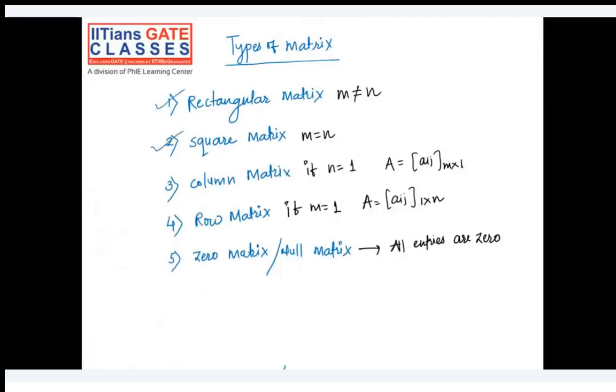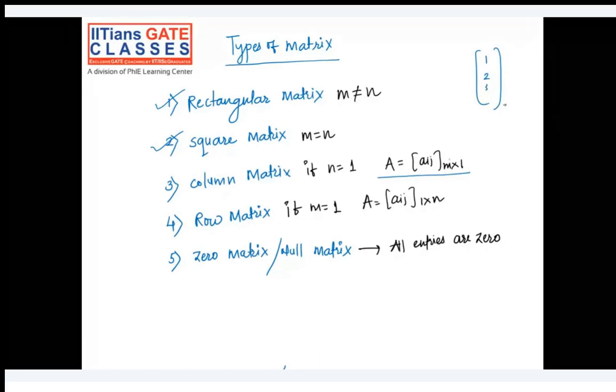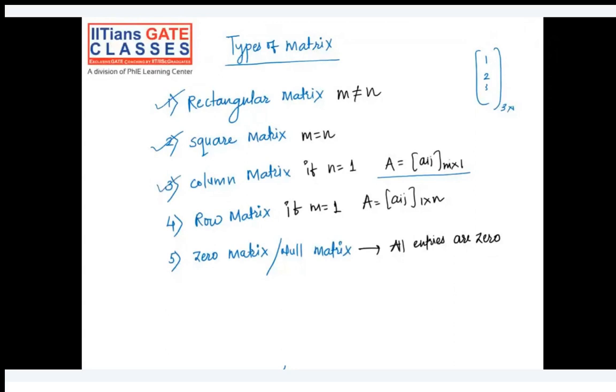If in a matrix we have just a single column, we write matrix A as Aij, m cross 1. What does it mean? We have m number of rows but a single column. For example, it will look like this: 1 2 3. We have 3 rows and 1 column. So this is our column matrix. Row matrix, similarly, we have 1 row, and it can have a number of columns. So if I write it like this: 1 2 3, it's a row matrix.